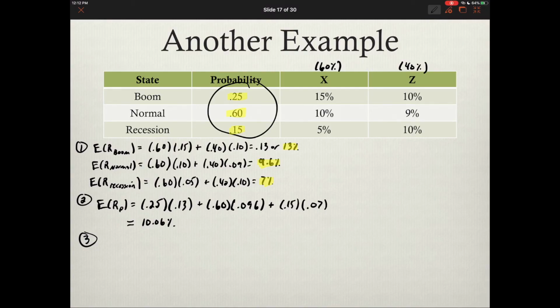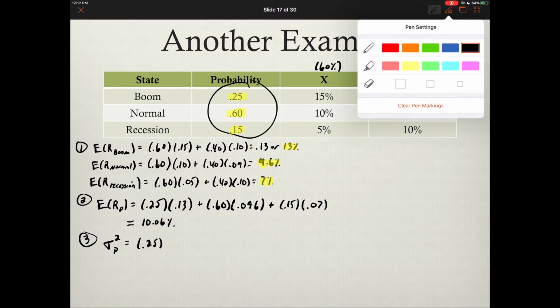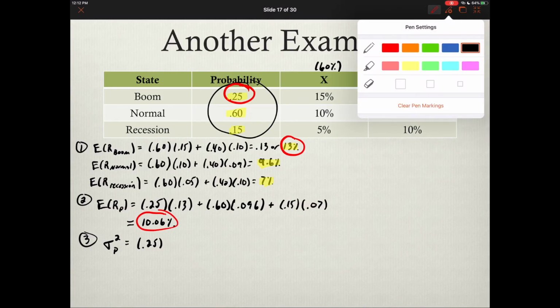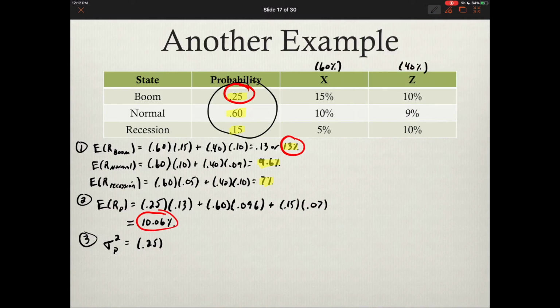Step 3 in calculating portfolio variance and standard deviation would be to calculate the variance and standard deviation in the same manner as if we had an individual security. So here we are calculating the variance of the portfolio. Once again, it is the probability of the economic condition. Let me just circle these again. Boom, the return in a boom, minus the expected return, and we square that difference. So we have a 25% probability of a boom. In a boom, we have a 13% return, minus the expected return, and we square that difference, multiply it by the probability.